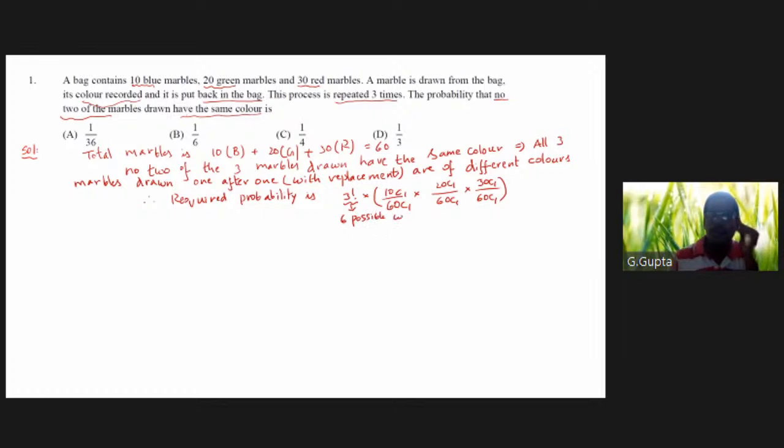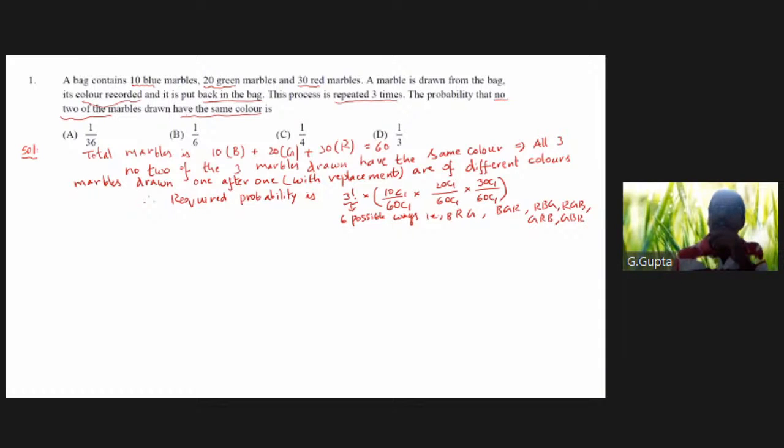Here it is not mentioned first is red, second is blue, or third is green, or first is green, third is red, like that. So that is 6 possible ways, that is, red, blue, green; blue, red, green; blue, green, red; red, blue, green; red, green, blue; green, red, blue; green, blue, red. These are the 6 ways. Each way, this is the each way answer.